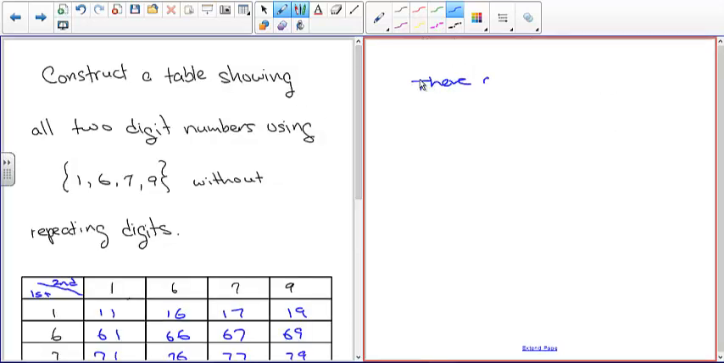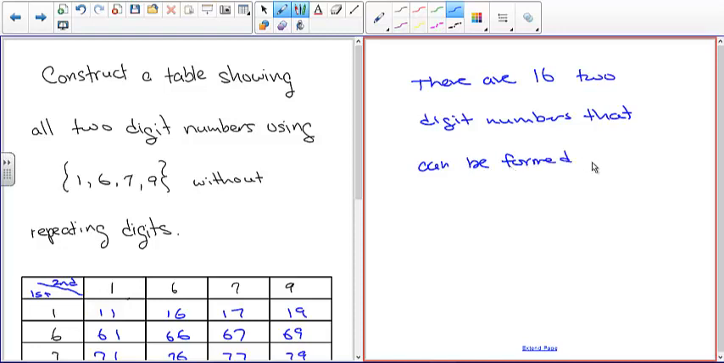There are 16 two-digit numbers that can be formed from the numbers in this set 1, 6, 7, 9. And there they are. They're listed in that table.